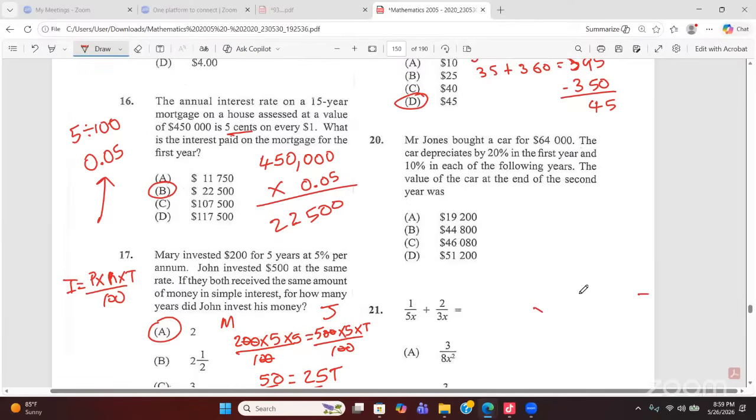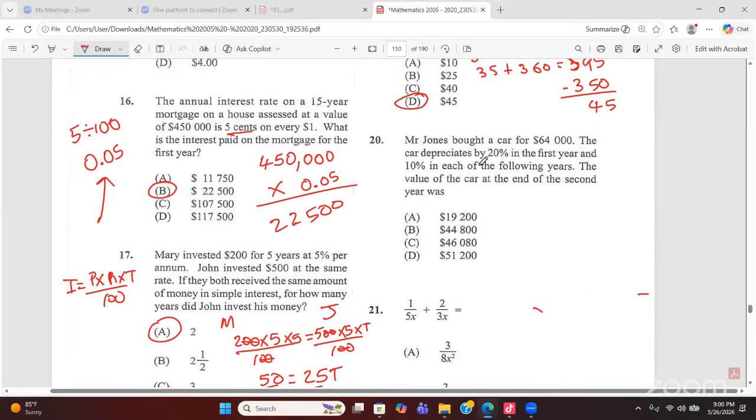Mr. Jones bought a car for $64,000. It depreciated by 20% in the first year, and then 10% in each of the following years. All right, good. The value of the car at the end of the second year. This is depreciation at the end of the second year.